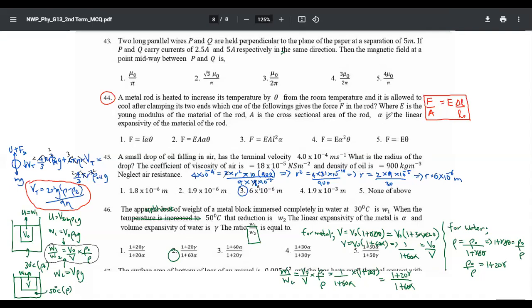Good. And then they are talking about alpha, the linear expansivity, and there the equation for change in length is L naught alpha delta theta. So we need to find out the force. Let's continue here. Instead of delta L over L naught, I can directly substitute alpha delta theta. Therefore F over A equals E alpha delta theta. Therefore, F is going to be equal to E A alpha delta theta.